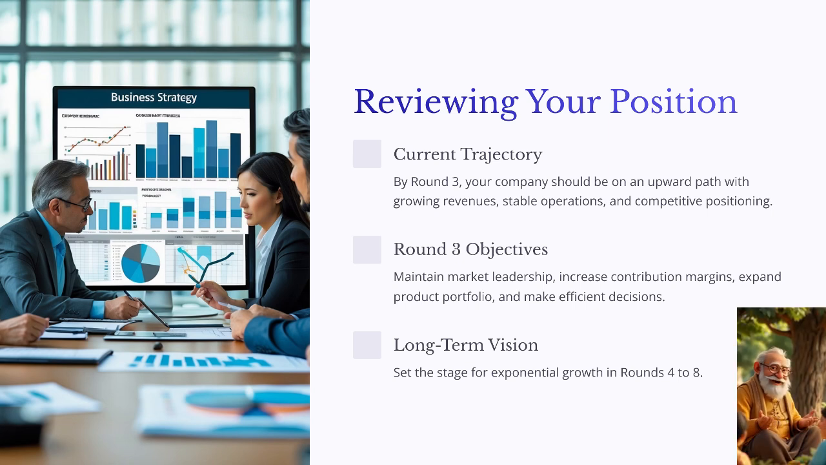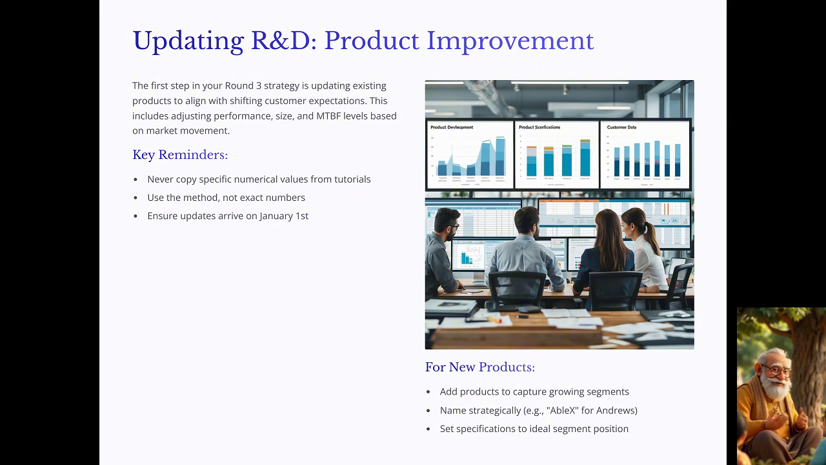Part 2. Updating R&D, product improvement and new launches. Step 1 in your Round 3 strategy is to update your existing products to align with shifting customer expectations. This process includes adjusting performance, size, and MTBF levels based on the industry conditions report and actual market movement.